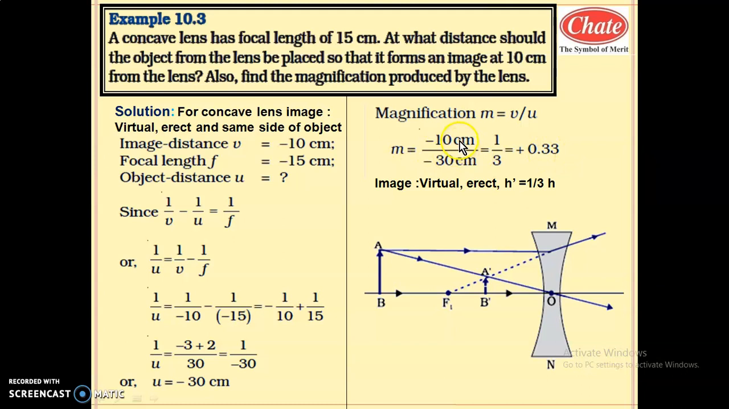But magnification is equal to h dash by h. Means here the image height is 1/3 of the object height. And how is the image? The image is virtual and erect. This is the ray diagram for this as per our discussion.